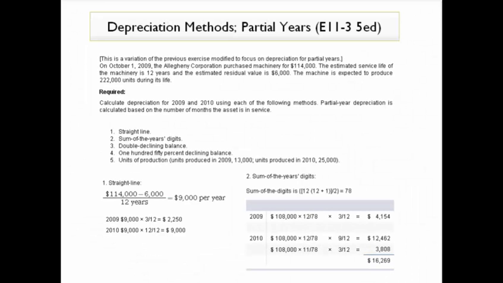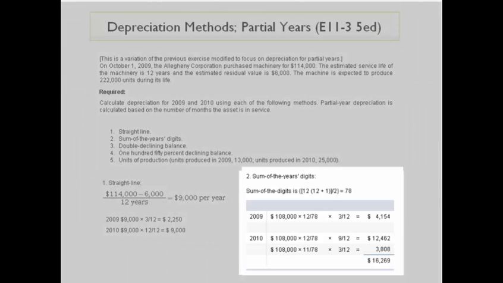Using the sum of years digits, we first need to come up with the sum of the digits. And you can either use the formula presented here, which is the number of years times the number of years plus 1 divided by 2, or you can simply add 12 plus 11 plus 10 plus 9 and so forth. We come up with 78 as the sum of the digits to use, and for 2009 we then take the depreciable base, which is the $114,000 less the $6,000 estimated residual value, times the first year's digits to use, which would be 12 divided by 78.